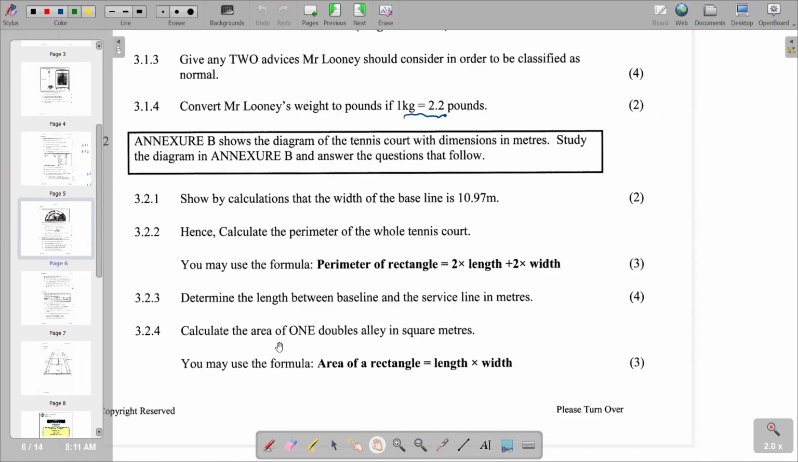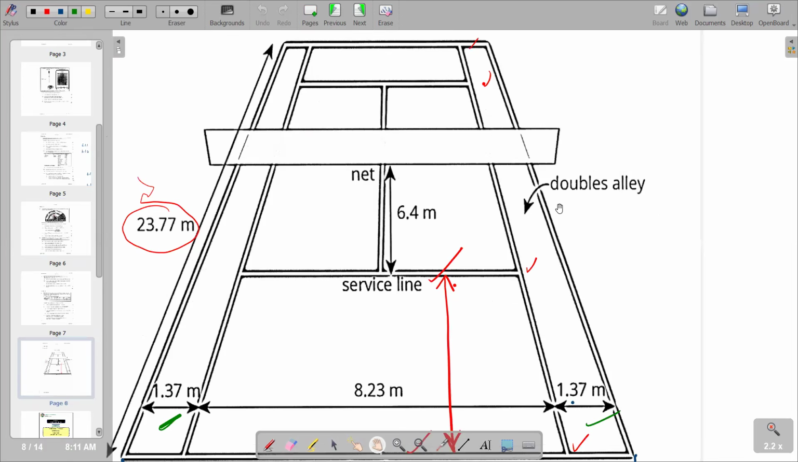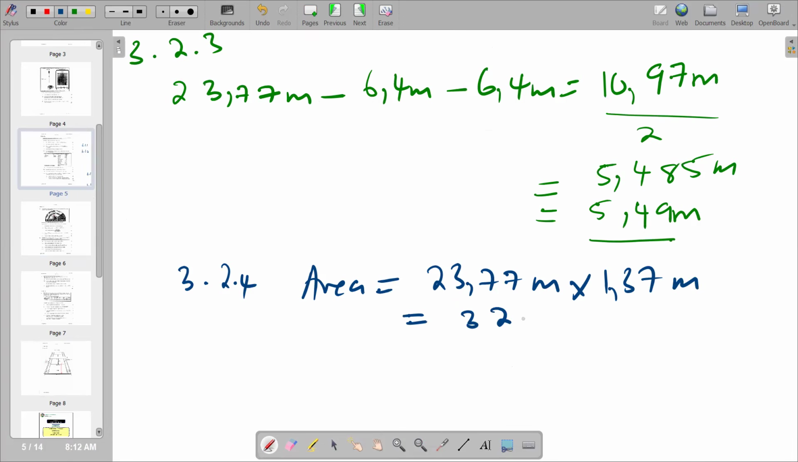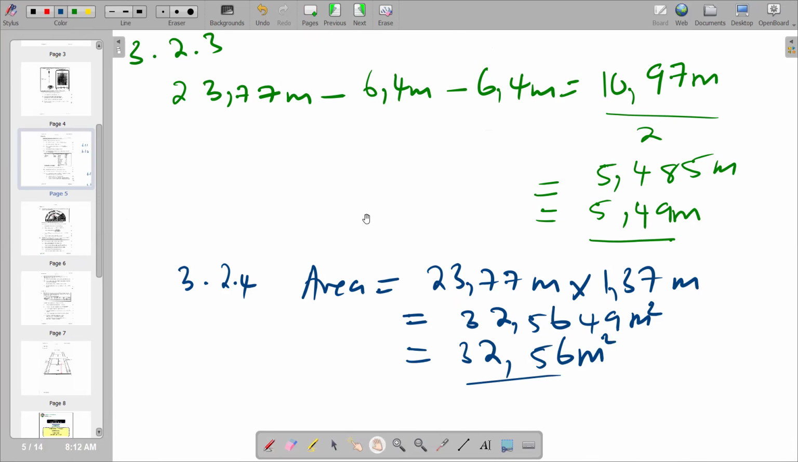So moving on to the next one, we say calculate the area of one double alley in square meters. You may use the formula area of rectangle: length times width. Double alley, one of them, the double alley we refer to, is this one, which we are having, with the width being 7 times 1.37. So we are saying 3.2.4, we have the area, 7 meters, then you're going to get it as 32.5649, which we can round off, square meters. So this is our final answer.